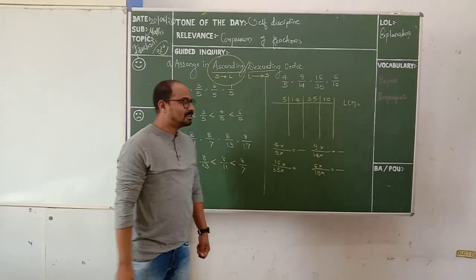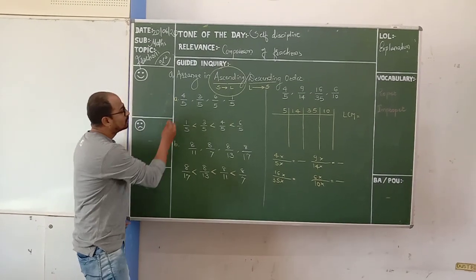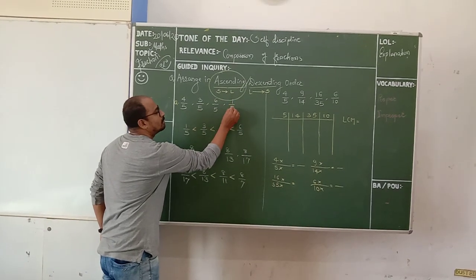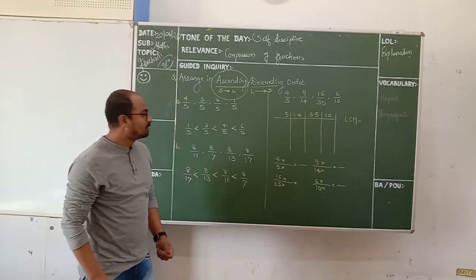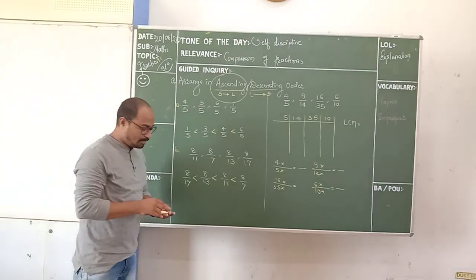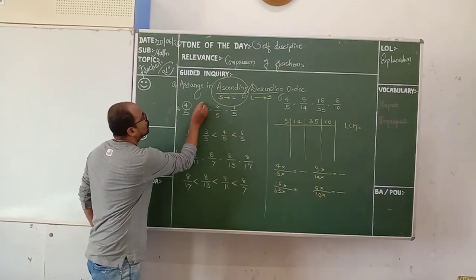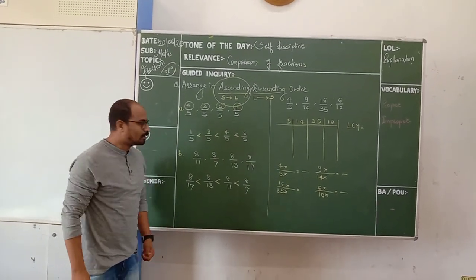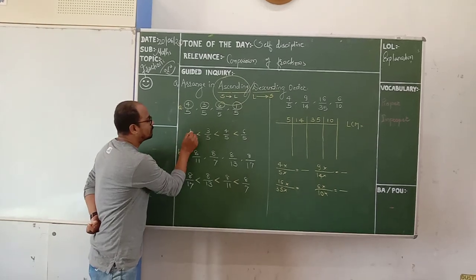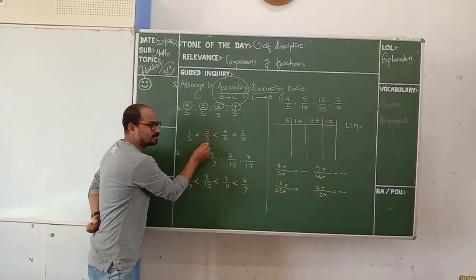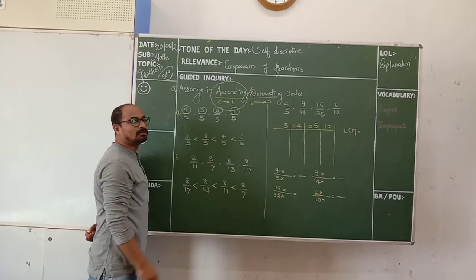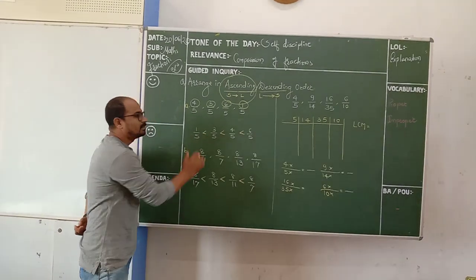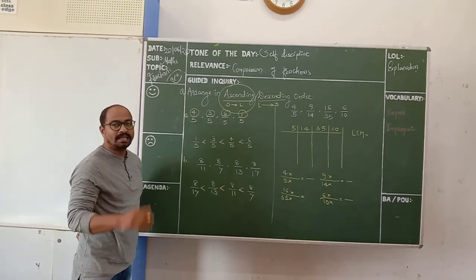Okay, so let's start. The first example I took is 4 by 5, 3 by 5, 6 by 5, 1 by 5. That means like fractions are there. If like fractions are there, you have to concentrate only on the numerator. Whose numerator is smaller, that fraction is smaller. So the first is 1 by 5, second is 3 by 5, third is 4 by 5, and last, the biggest one, is 6 by 5. So this is the right arrangement of like fractions.